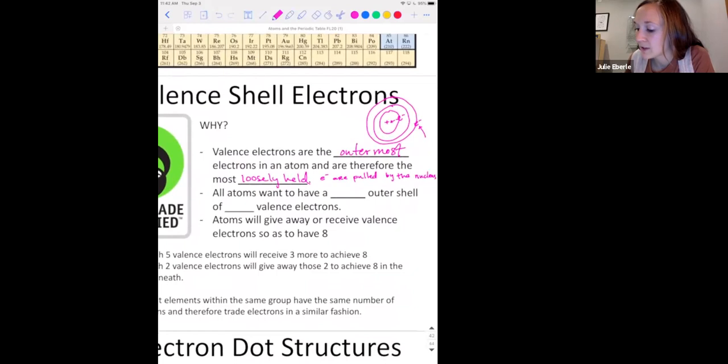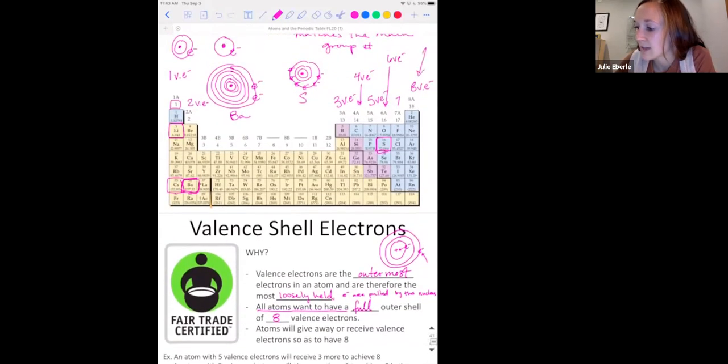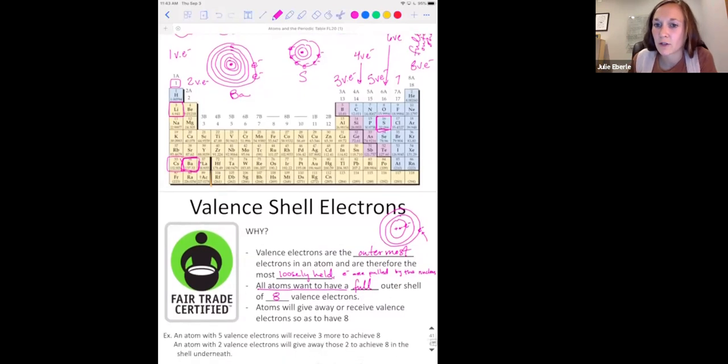Here's another thing to know about valence electrons. All atoms want to have a full outer shell of 8 valence electrons. So the most valence electrons we saw when we numbered valence electrons, let's go look at our table up here. The most we got to was with the noble gases. This is 8. And this is what we call a full outer shell. When you have 8 valence electrons, you have a full outer shell.